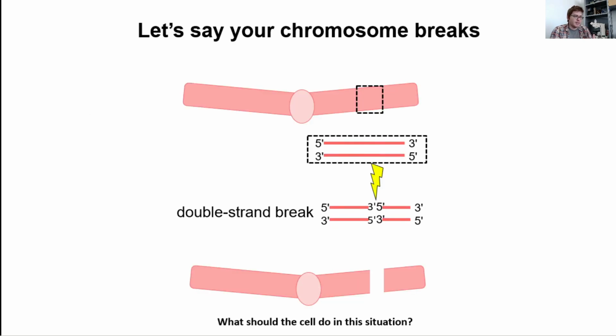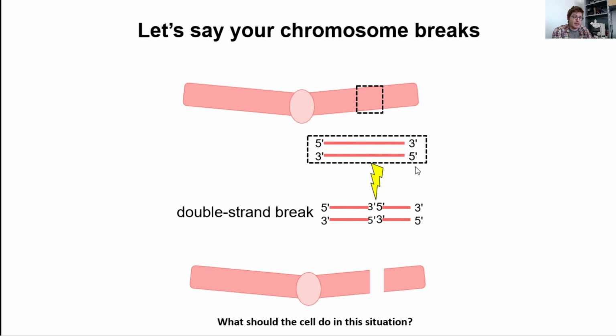So let's just dive in and let's talk about the problem that the cell needs to be able to solve. So let's say your chromosome breaks. And when I say your chromosome breaks, what I mean is we have this lovely chromosome here, and there's some stretch of DNA, 5' to 3', 3' to 5', and something happens, this lightning bolt here, which could be gamma rays, could be X-rays, any of these things that can induce what's called a double-stranded break. And that is a clean break of both strands, a cut that goes all the way through the DNA to generate these two fragments like you see here.